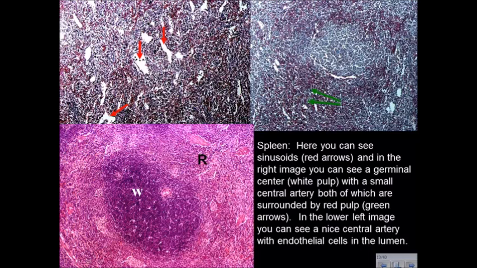Here is a germinal center, and if you look really, really close, there is a small central artery. Central arteries are always in the germinal center of the spleen. Here's another central artery, here's the white pulp, red pulp here. And again, these are two, maybe three different slides utilizing different stains, and that's why they're different colors. So you look at the morphology, you don't look at the color.